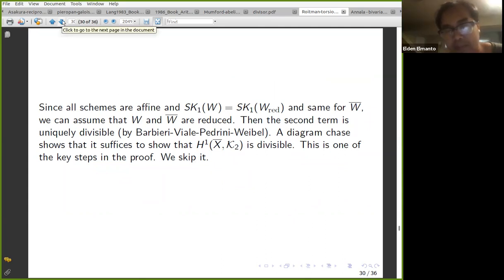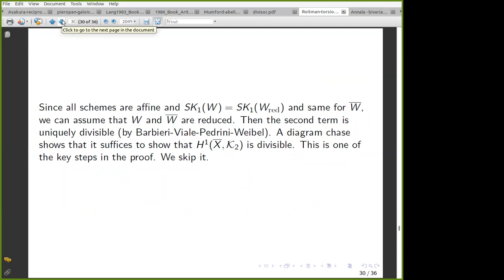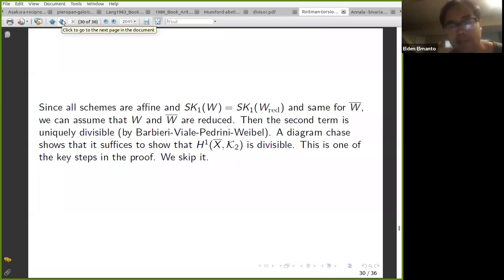Sorry, is H1 of X bar with K2 uniquely divisible or just divisible? No, I don't think it is uniquely divisible. It's just divisible. Okay. And that's enough for us.